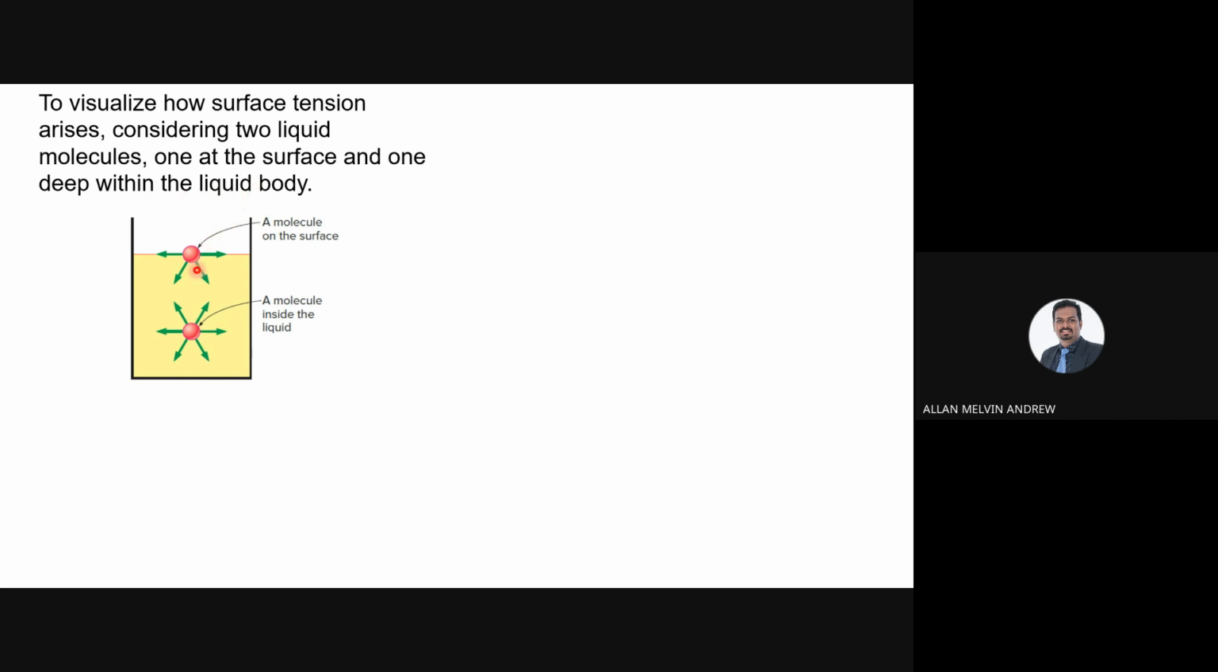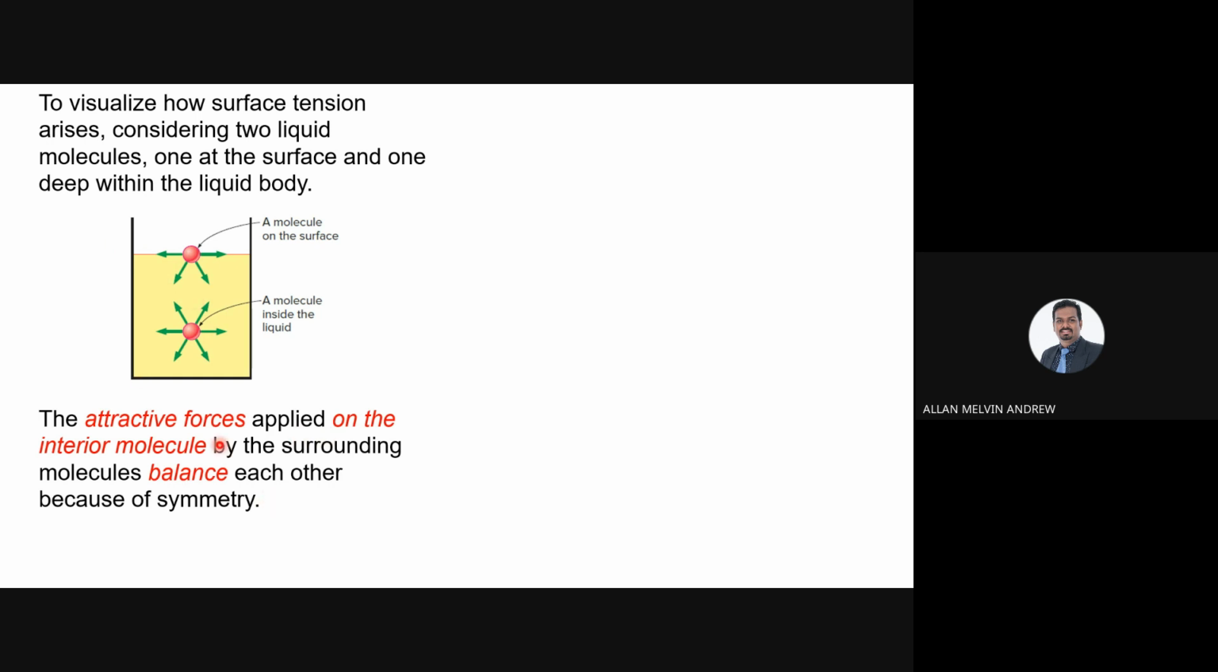So what does it do? It creates force to the sides. To the right and left, you have other molecules, so the molecule is like pulling on their ends, holding them tightly. So it forms a layer on top.